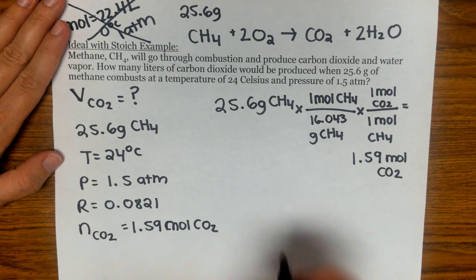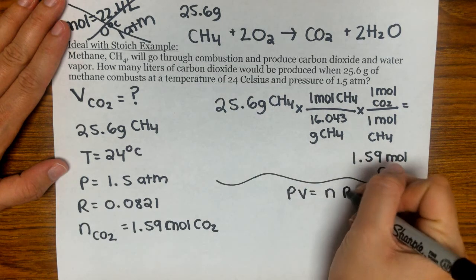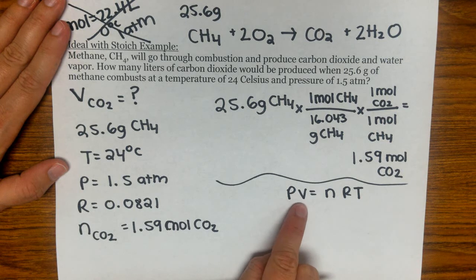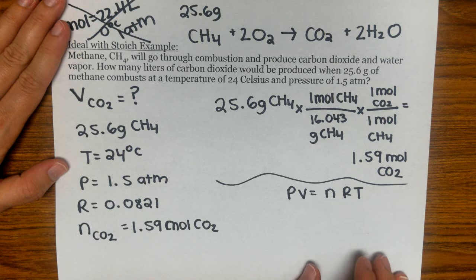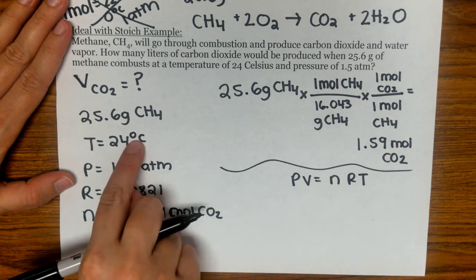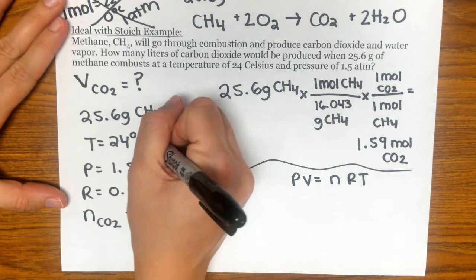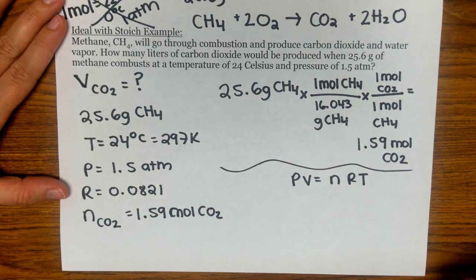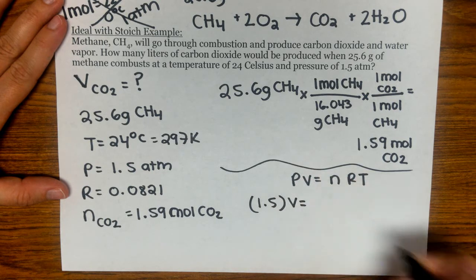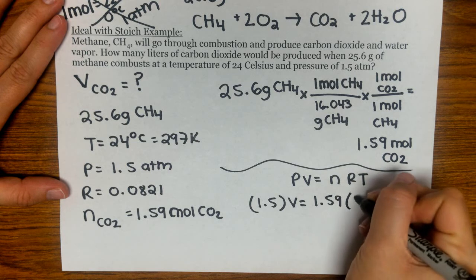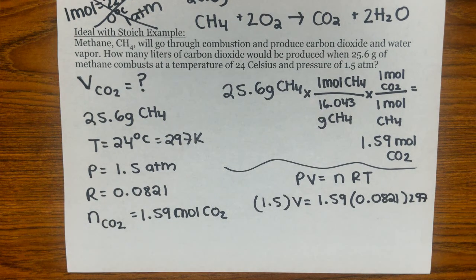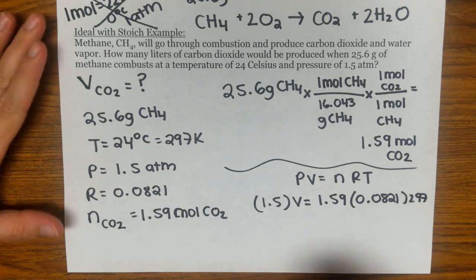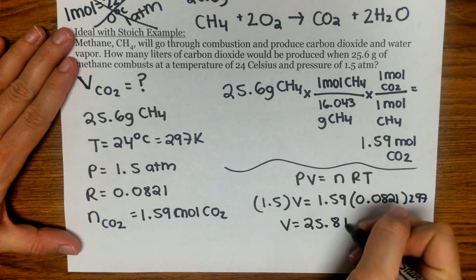And so I've got n, thinking about my ideal gas law, PV equals nRT. I know pressure. I'm looking for volume. I now have moles. I know R. I know T. We can now plug into the ideal gas law and solve for volume. But let's check everything. Temperature needs to be in Kelvin, because right now it's in Celsius. That is 297 K. So pressure 1.5, volume we're looking for equals moles 1.59 times R 0.0821 times T 297. I plug that into the calculator and I get my volume is 25.8 liters of carbon dioxide was made.